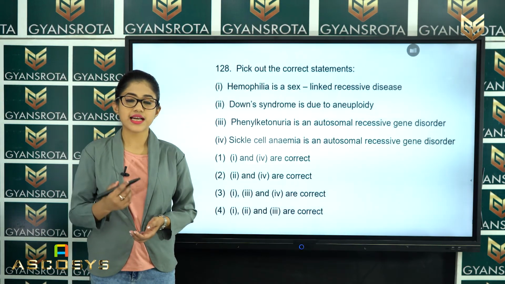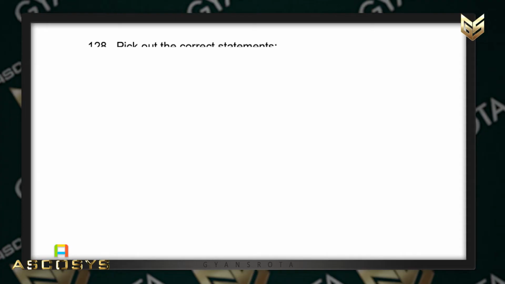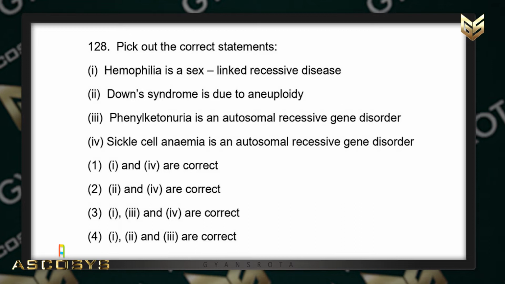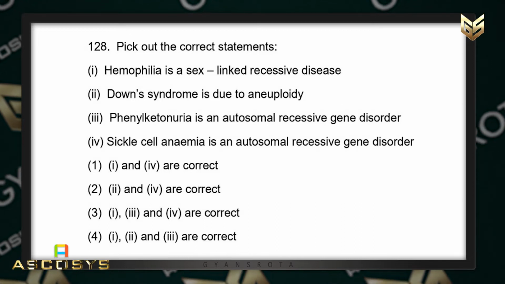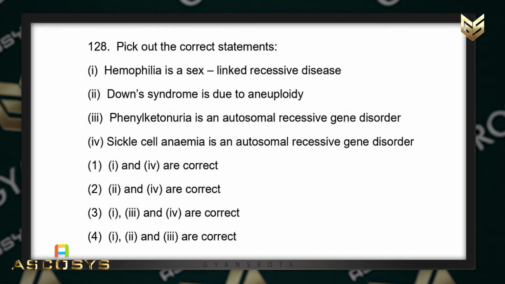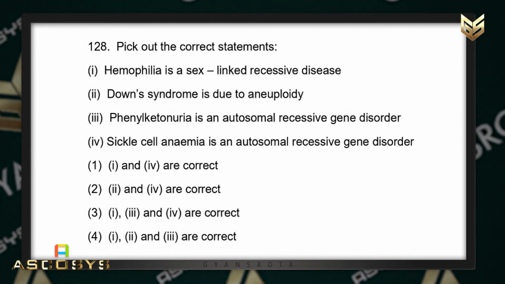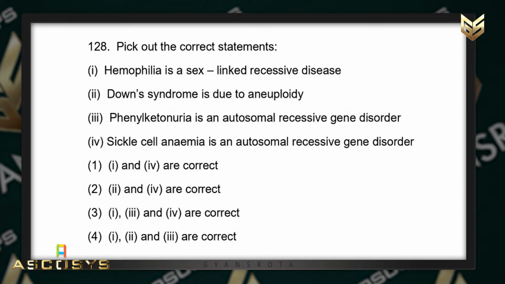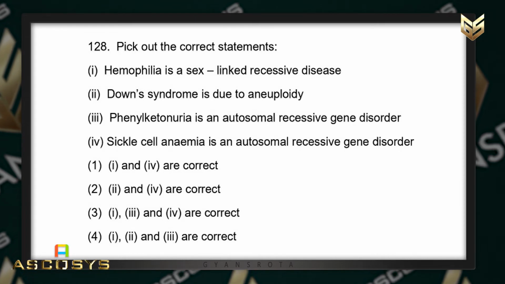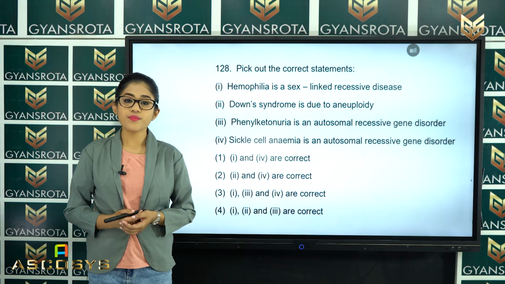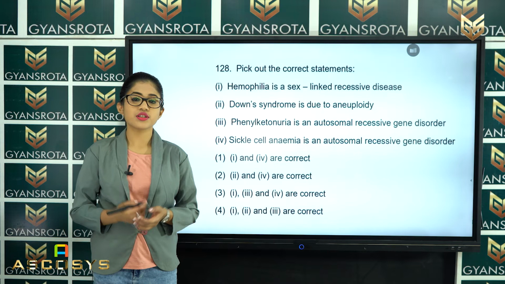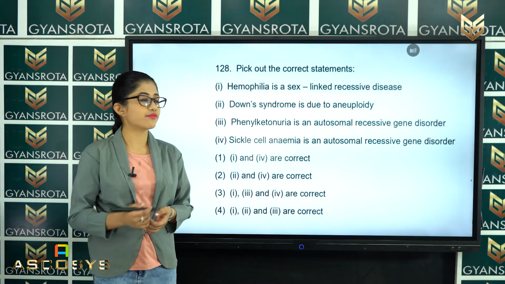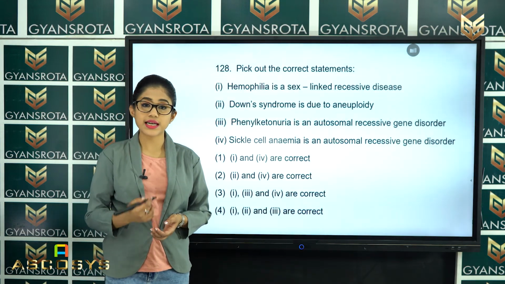Now, the next question, that is question number 128. Pick out the correct statement. The first statement is hemophilia is a sex-linked recessive disease. Second statement is Down syndrome is due to aneuploidy. Third statement is phenylketonuria is an autosomal recessive gene disorder, and the fourth option is sickle cell anemia is an autosomal recessive gene disorder. All these statements are given from the chapter Principles of Inheritance and Variations. In the last topic of the chapter we have talked about this. So, which among them is the correct statement?